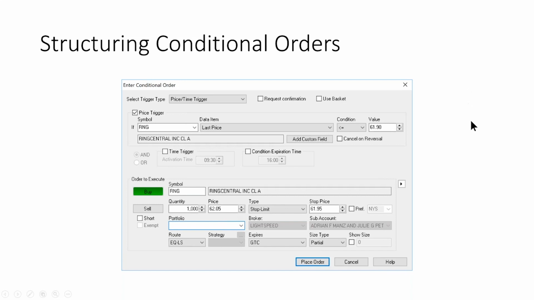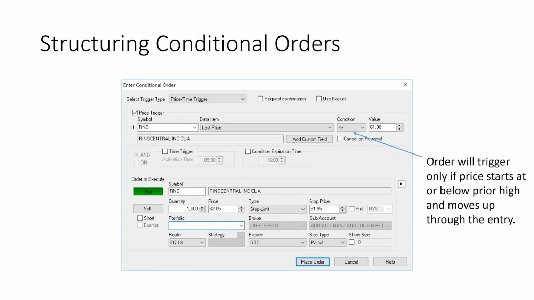But in the interim, when I set up a conditional order, I tell it if RNG's last price is less than or equal to 61.90, the high of that session, then I'm going to buy. 61.95 is where my order is going to go live, and 62.05 is the worst slip that I'm willing to accept. So this puts the order together in a way that is only going to impound money if price starts on the right side. That's when the order is going to go live. If it's less than 61.90, then there's going to be an order out there.